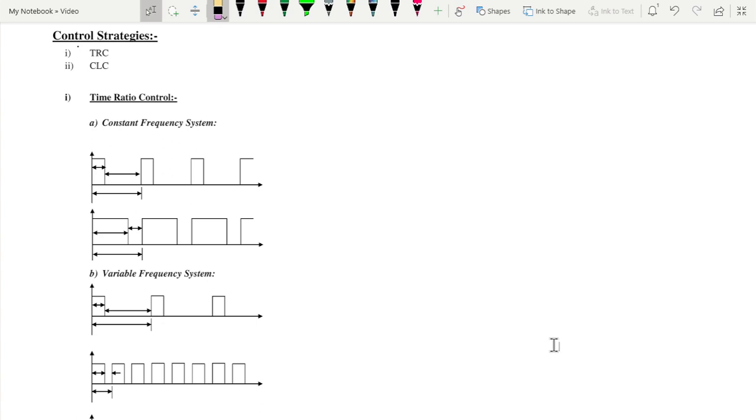Today's subject is power electronics. Topic is control strategies. First question is control strategies for what?